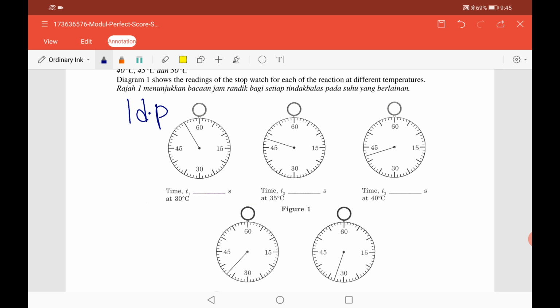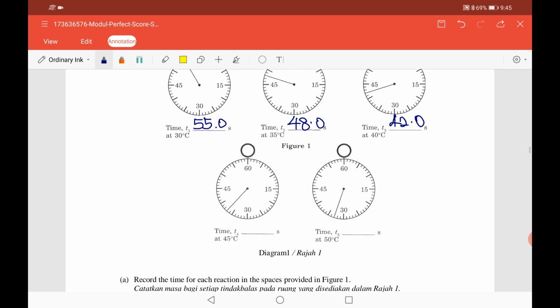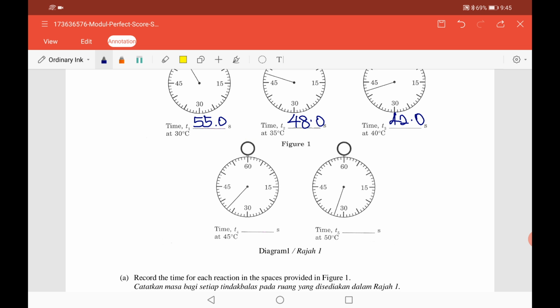You can go and check this one. You can try to work on it yourself. The first one here, if you read it, should be 55, but don't stop there, 55.0. The second one, you can try to read yourself. It will be 48, don't stop there, 48.0. The third one should be 42.0. The fourth one here should be 37.0. And then the fifth one is 33.0. Okay, so that's it.